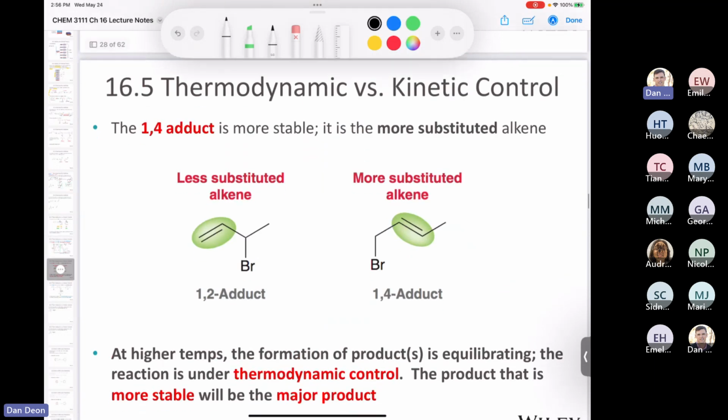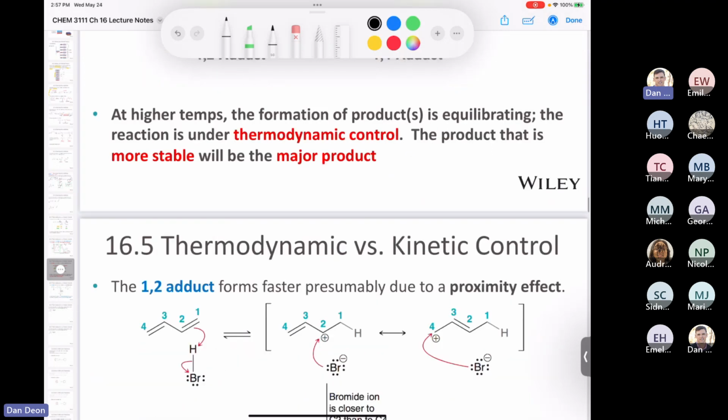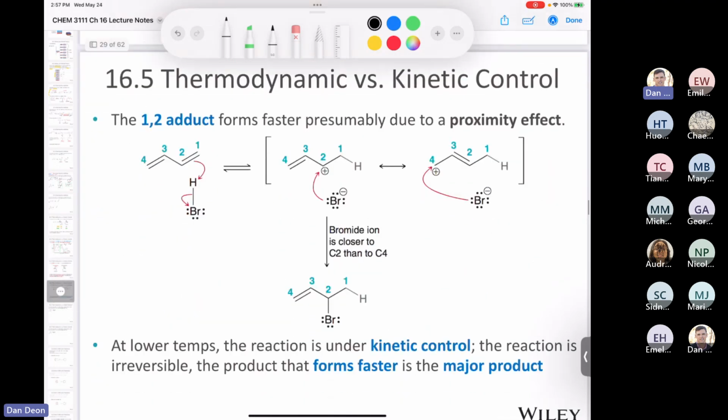So as I stated, the 1,4 is more stable because it's disubstituted. So at higher temps, you get thermodynamic. At lower temps, you get the kinetic product. All right, so let's get into the explanation for the kinetic product. And it's based off of what's called the proximity effect, okay?